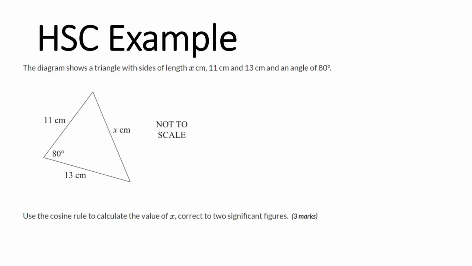So let's just have a look at one last example. The diagram shows a triangle with sides length x centimeters, 11 centimeters and 13 centimeters and an angle of 80 degrees. Use the cosine rule to calculate the value of x correct to two significant figures. So we're going to use the cosine rule and we need our answer to two significant figures. Let's label our triangle. We can see here that we have an 80-degree angle, and if we have a look at the cosine rule, we can see that it'd be helpful if our missing side is C.